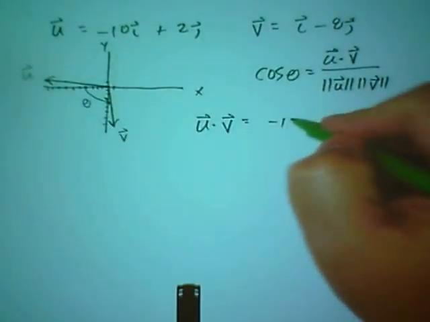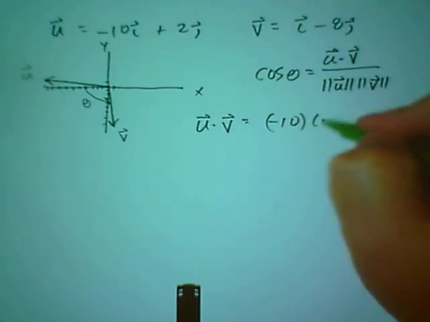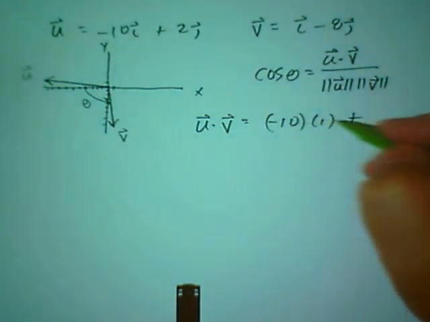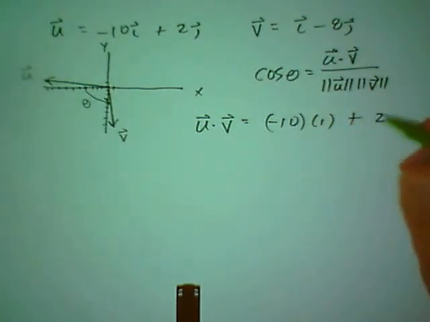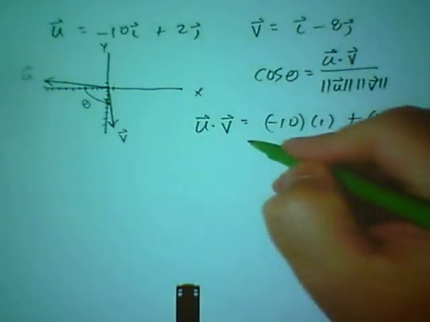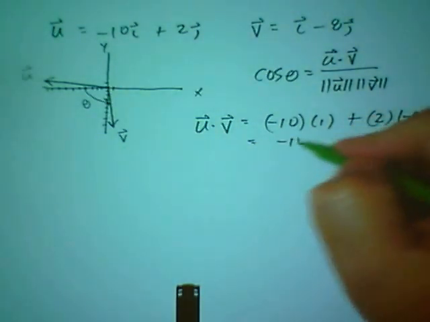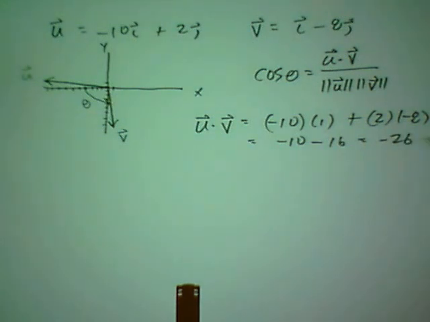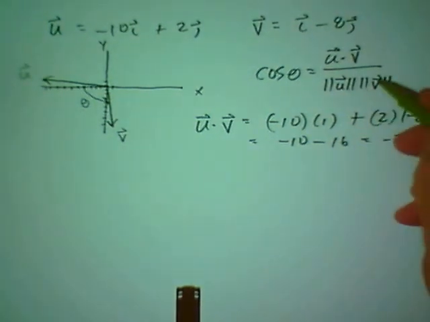So minus 10 times 1, those are the x parts of the two vectors. The y parts, 2 times negative 8. Negative 10 minus 16. Looks like the dot product is negative 26. Now I need to know the magnitudes.